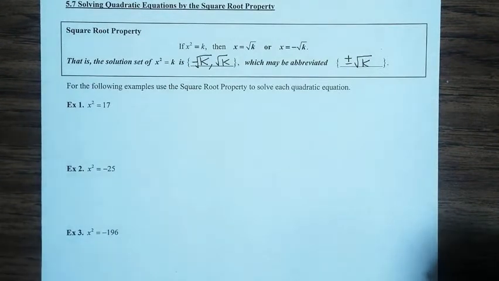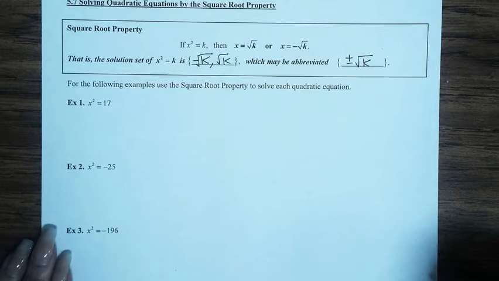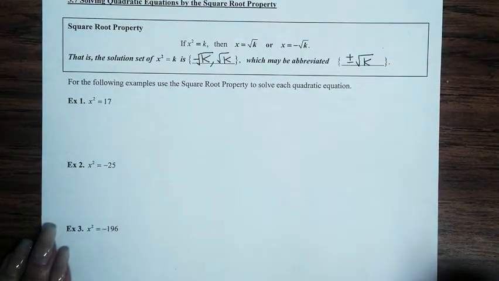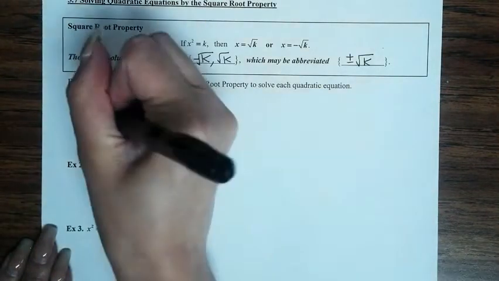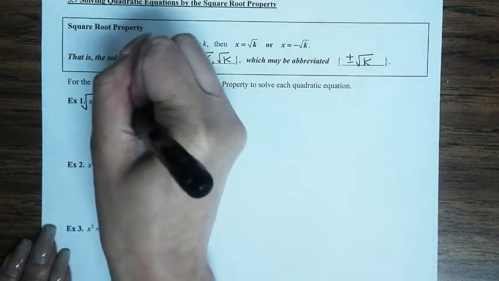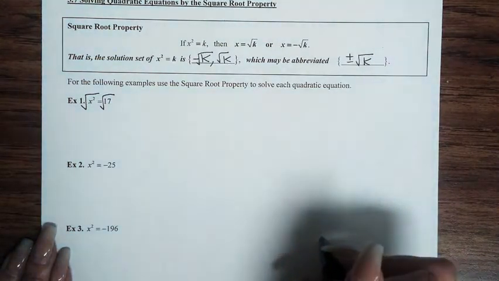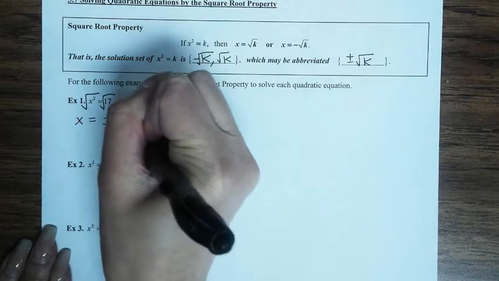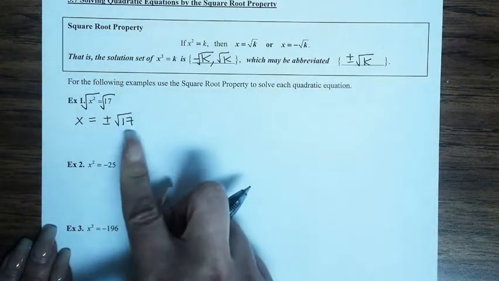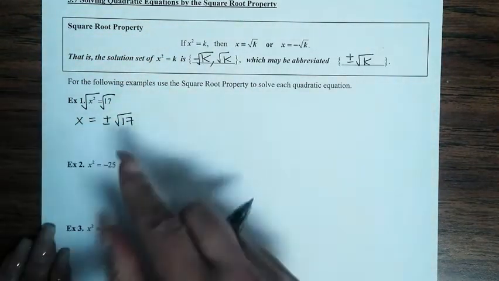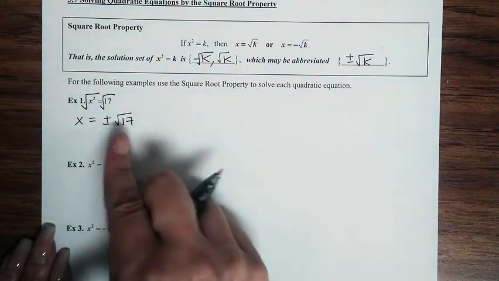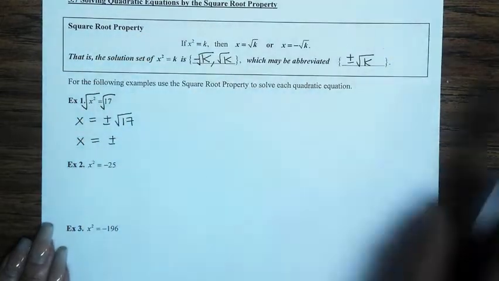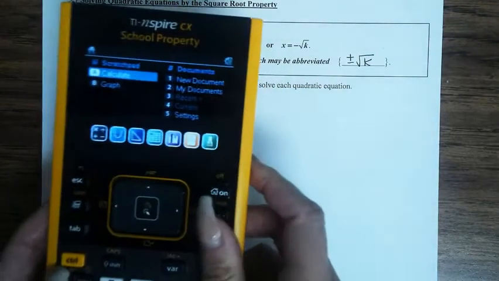So you have x squared is equal to 17, and clearly your x is not alone because you have that square. So what you're going to do is take the square root of both sides. Once you do that, x is going to be equal to plus or minus the square root of 17. You know that 17 is not an exact square, so you can either leave it like that, or the other option, which I would recommend, is you can plug it in your calculator.